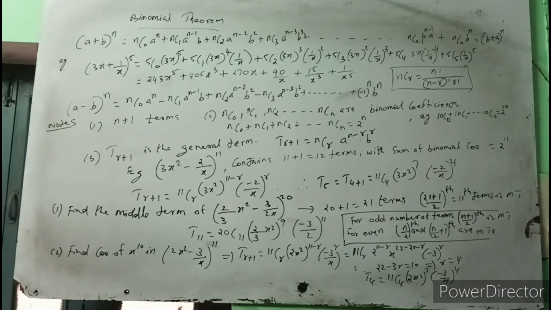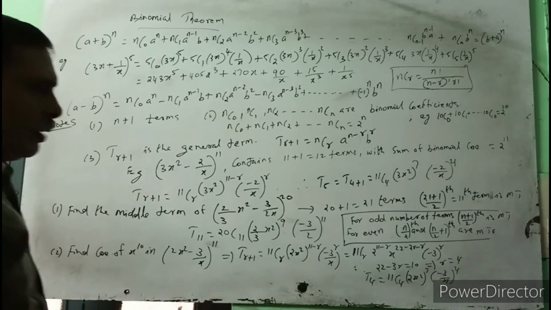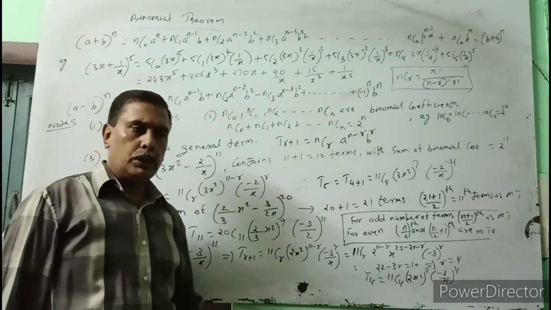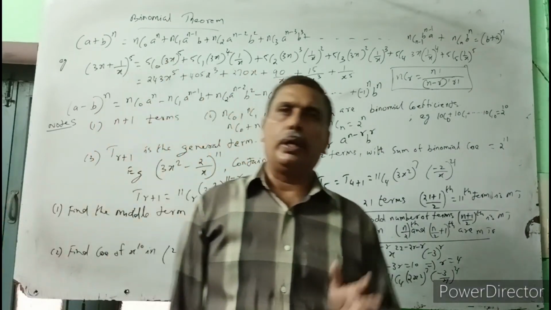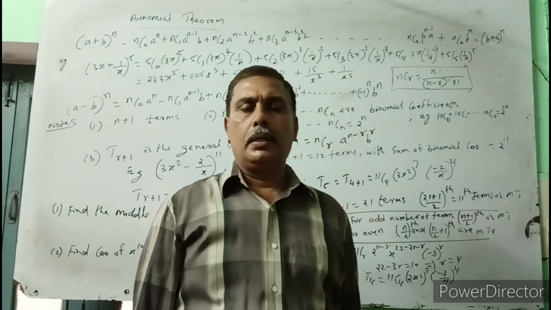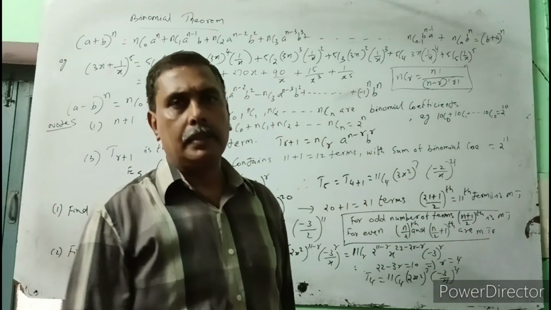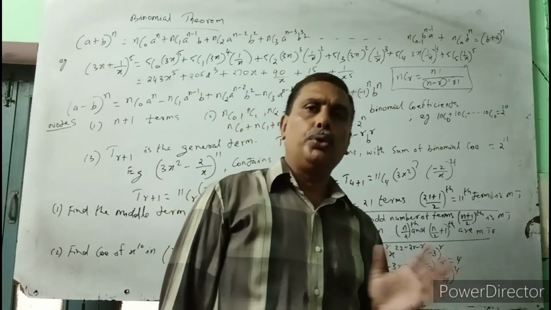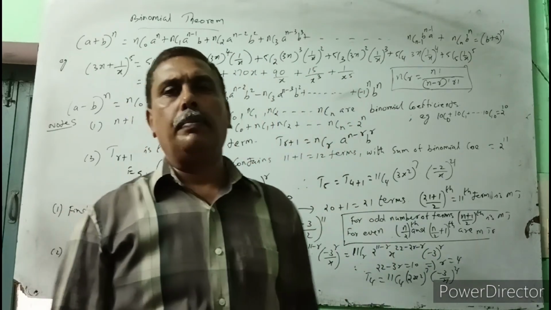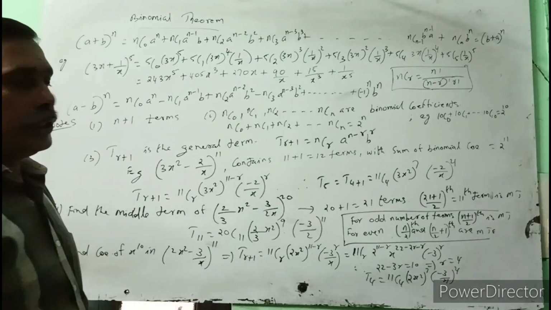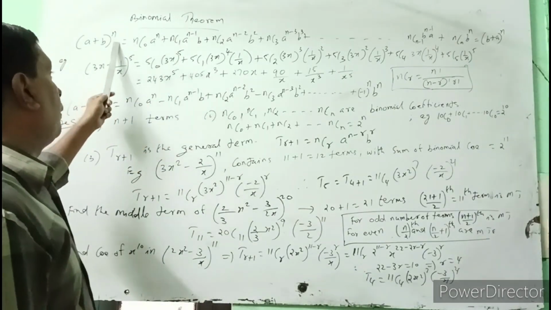So, binomial theorem. Binomial means two terms. You studied in the early classes (a+b)², (a+b)³, identities like that. Now if a higher power of (a+b) is coming, then how to expand that, we are going to study in binomial theorem. Here you are going to study only with natural numbers.